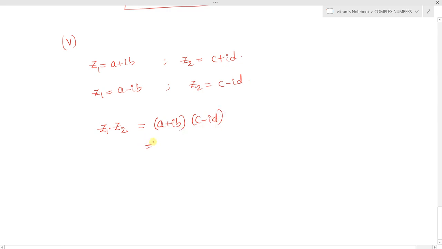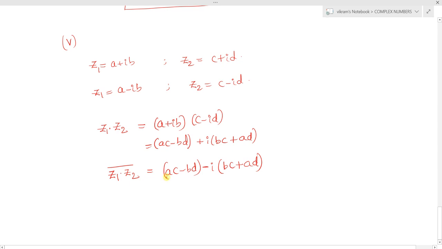So z1 into z2 is simply ac minus bd, plus iota times (ad plus bc), or bc plus ad. Which is the required result. Then what is (z1 into z2) conjugate? We obtained z1 into z2 as ac minus bd; now simply change the sign of the imaginary part, which is bc plus ad.